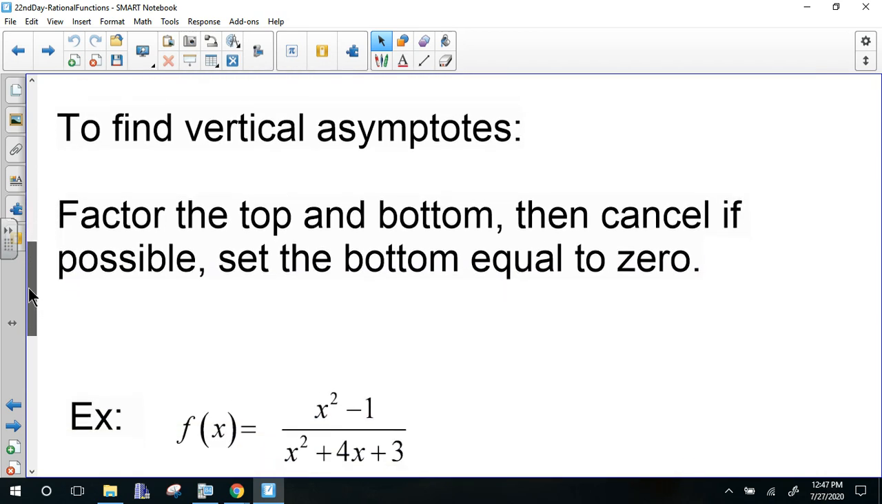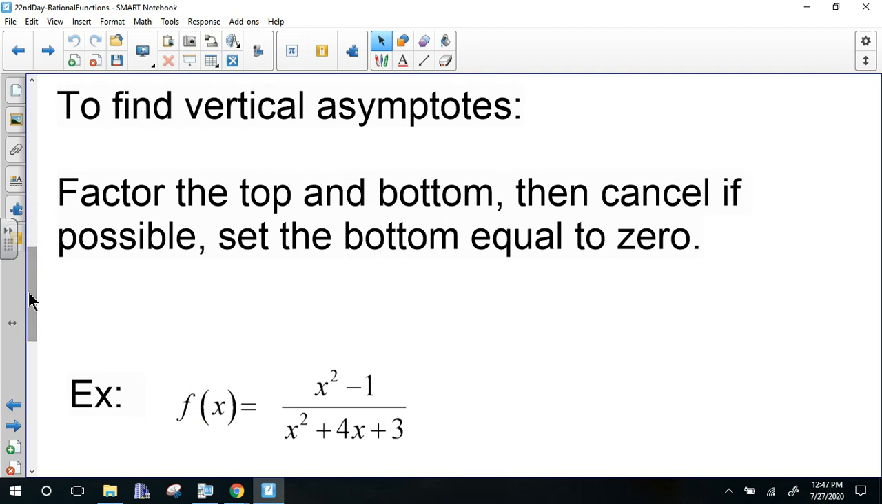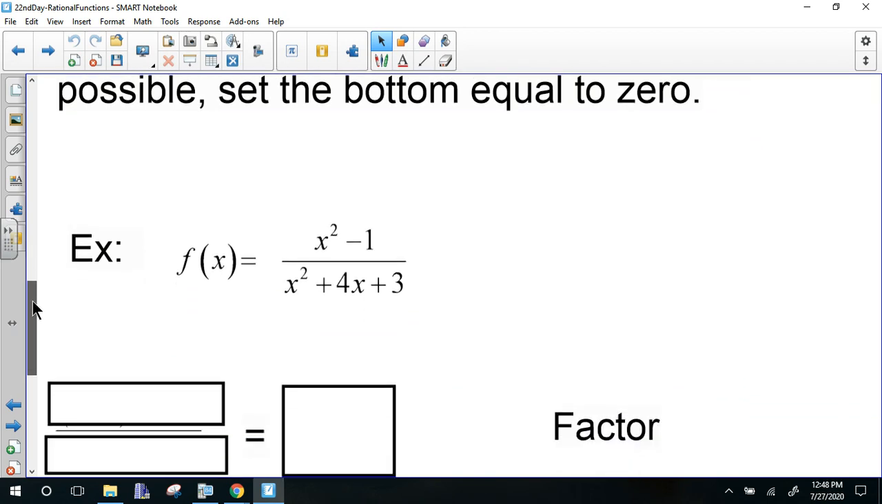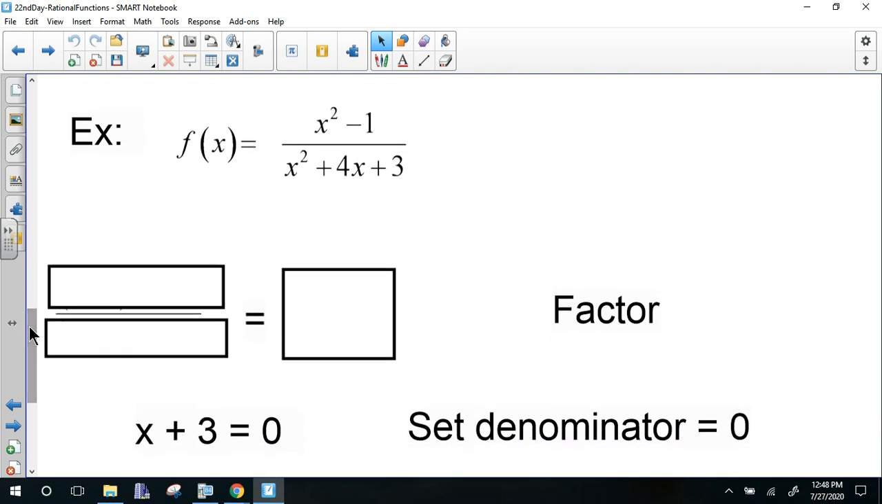So here's how we find vertical asymptotes, much the same way that we find domain. We're going to factor the top and the bottom, the numerator and the denominator, and then we're going to cancel if possible, and we're going to set the denominator equal to 0. Okay? So factor, cancel, set denominator equal to 0.